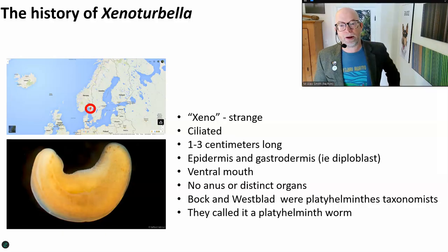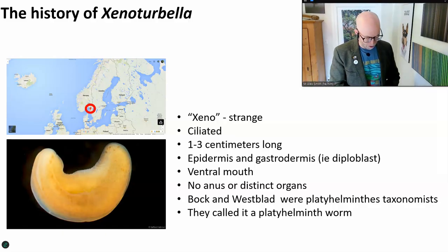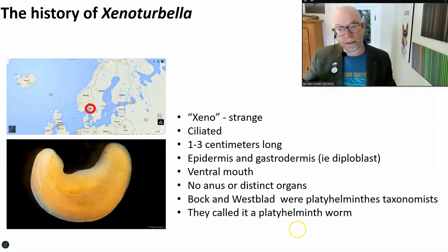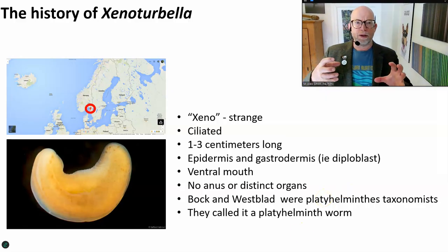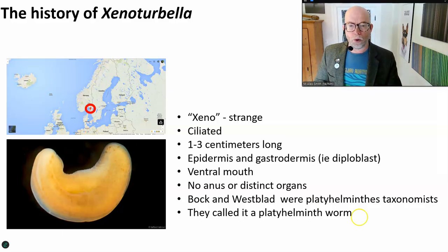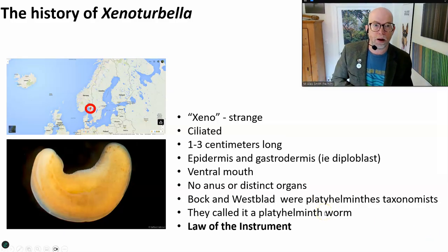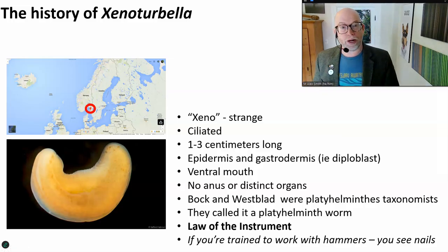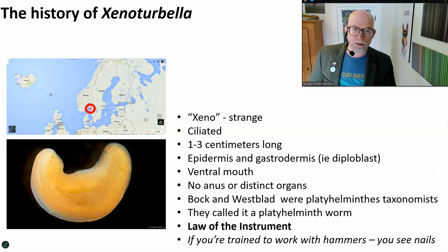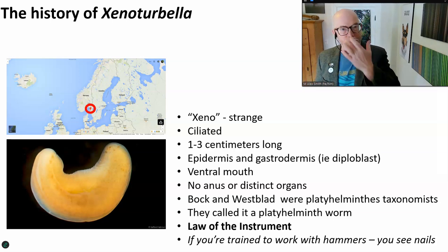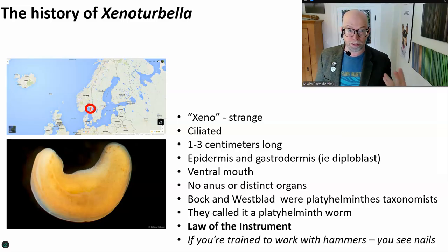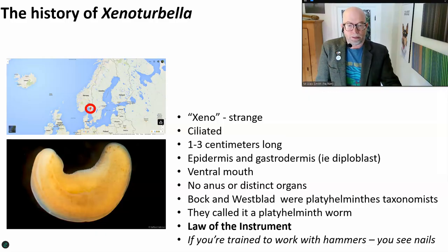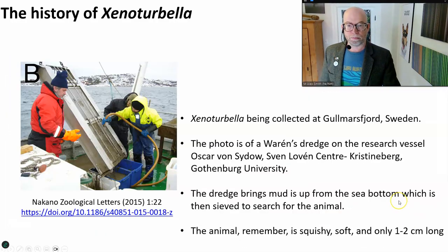Now, lots of those other characters that you see there are not characteristics of flatworms. And so I think this is probably a case of round peg into square hole, or something that's called the rule or the law of the instrument, where if you're trained to work with hammers, what you see is nails. And so as a platyhelminth taxonomist, when presented with this very strange thing that doesn't possess a lot of the characteristics of the flatworm, they persisted in calling it a flatworm.